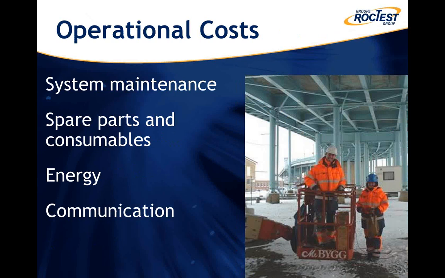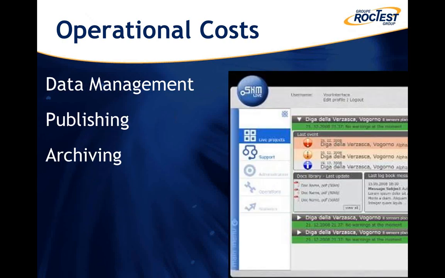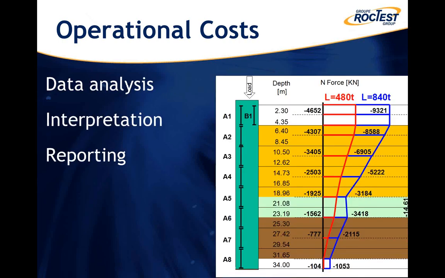Then we come to operational costs. So once the system is installed, then the system needs to be maintained. In some cases, there are spare parts and consumables that need to be renewed on a regular basis. And then there are costs associated with supplying energy and data communication from and to the system. Other important operational costs are related to the management of the data, publishing the data, archiving the data, making sure that no data gets lost, and last but not least, data analysis costs.